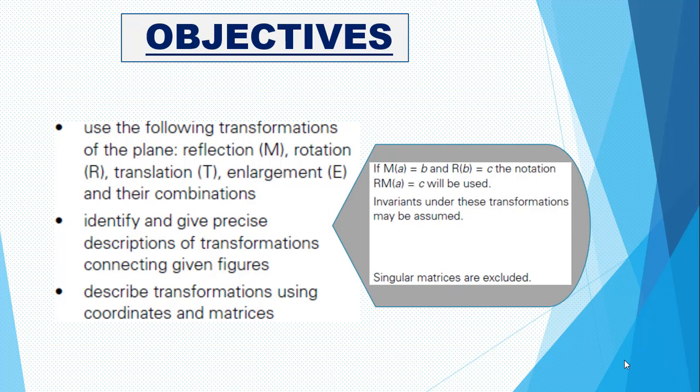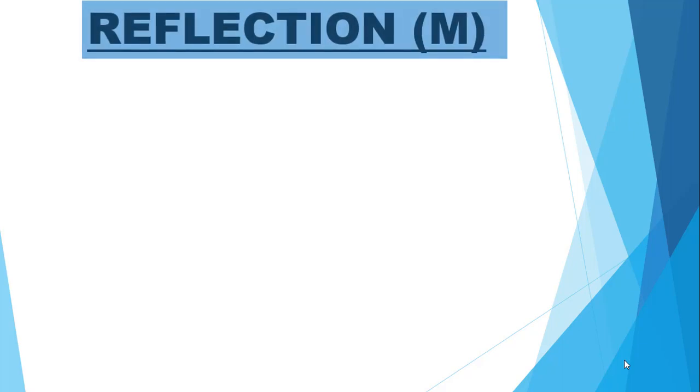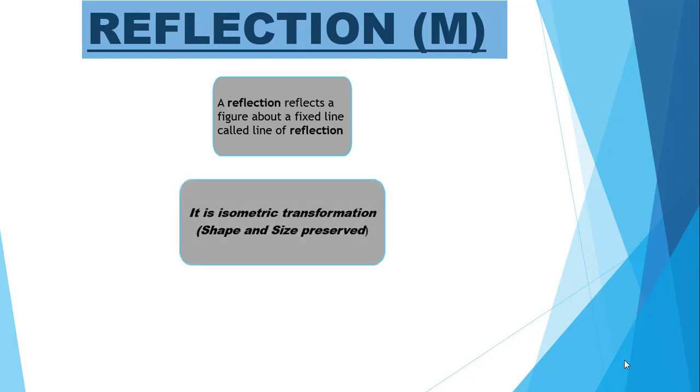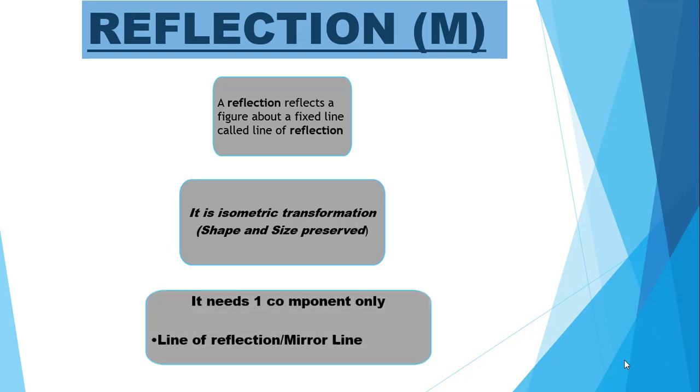So let's start with the first case of transformation, which is called reflection, represented by M. Students, you must know what reflection means. Reflection is the reflection of a figure about a fixed line called the line of reflection. It is an isometric kind of transformation, which means that the shape and the size of the object is always preserved. The only thing that you need in such a transformation is the line of reflection, which we also call the mirror line.